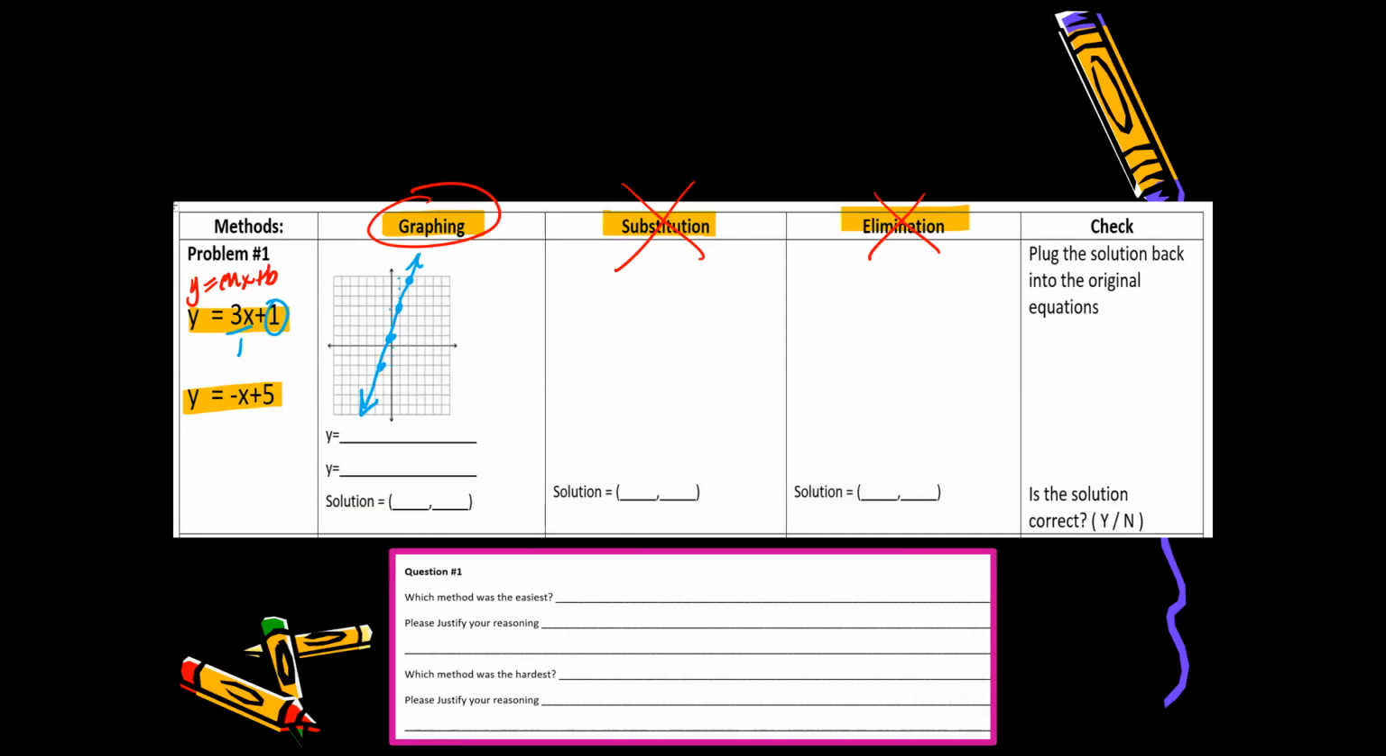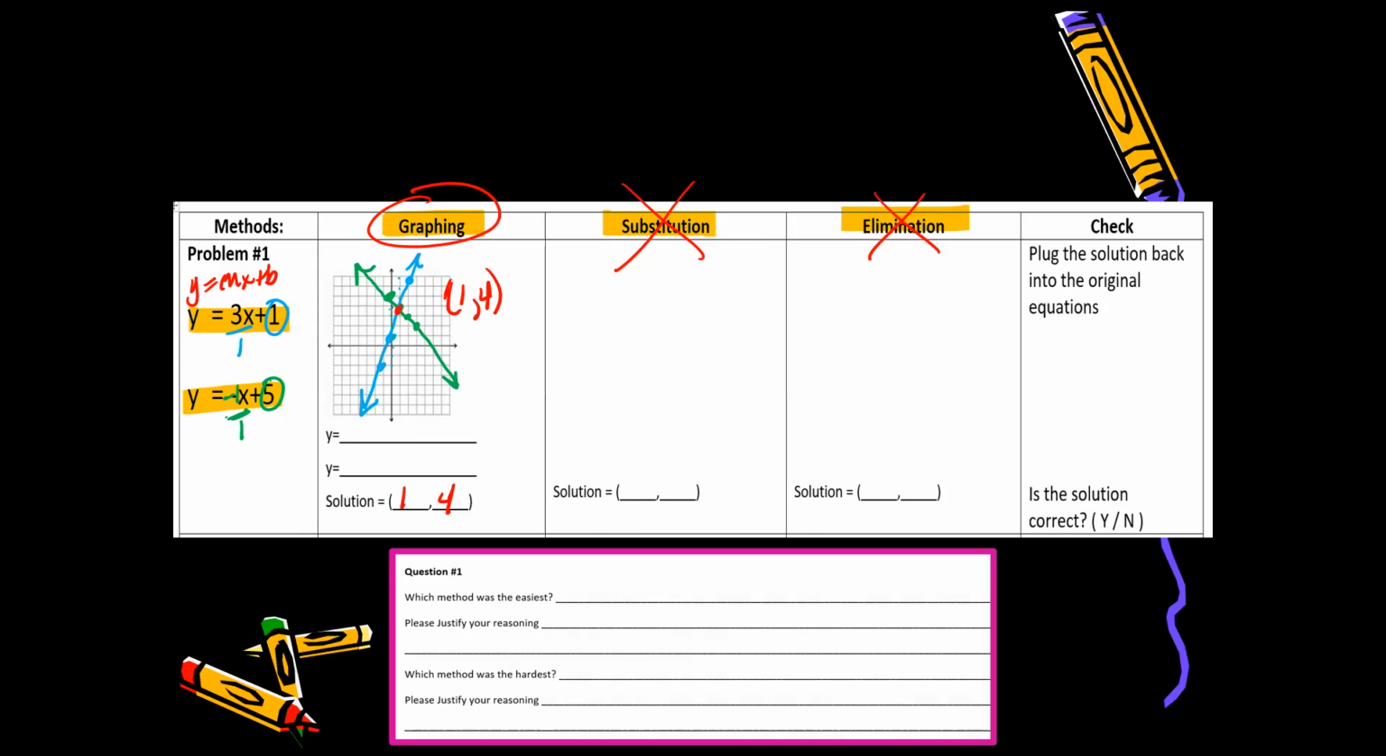Next, what you're going to do is you're going to graph the second part. Start at 5, 1, 2, 3, 4, 5. This is a -1 over 1. So you go down 1 over 1, down 1 over 1, down 1 over 1. And this is your line right here. So your point of intersection is right here, and that is at 1, 4.